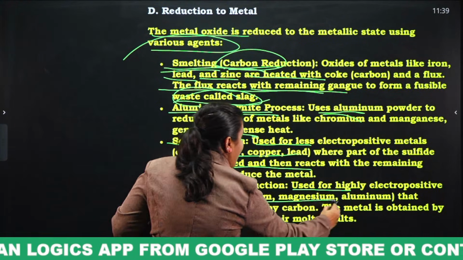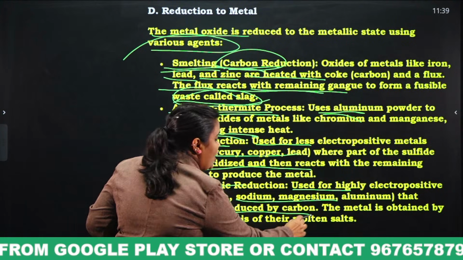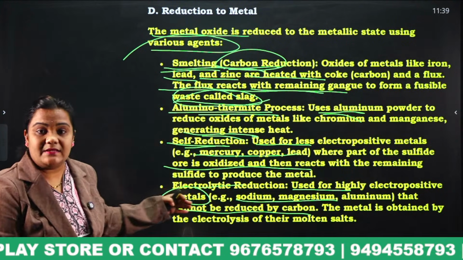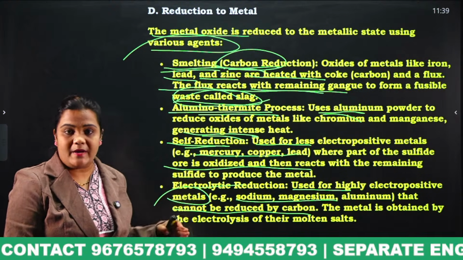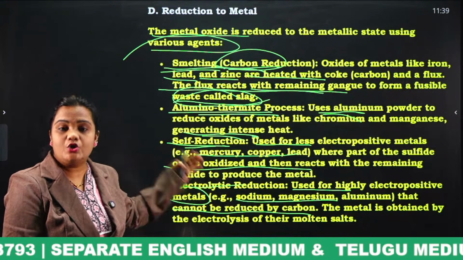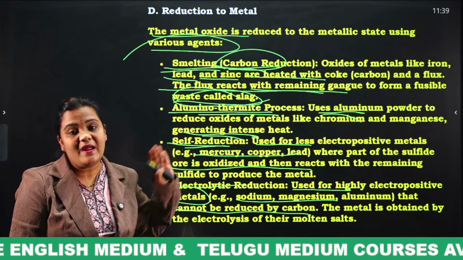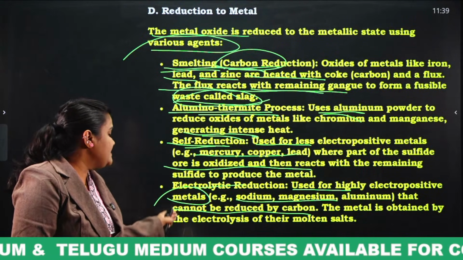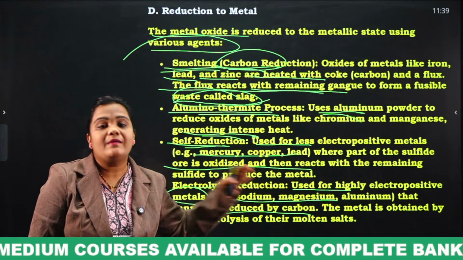Sodium, magnesium, aluminium, that cannot be reduced by carbon. Okay, so these cannot be reduced by carbon, this sodium, magnesium and aluminium. So these are not reduced by carbon and do not form a flux. Okay, the metal is obtained by electrolysis of their molten salts.